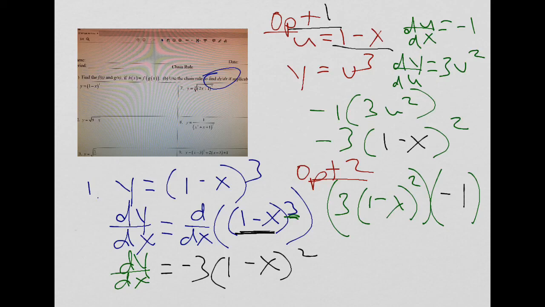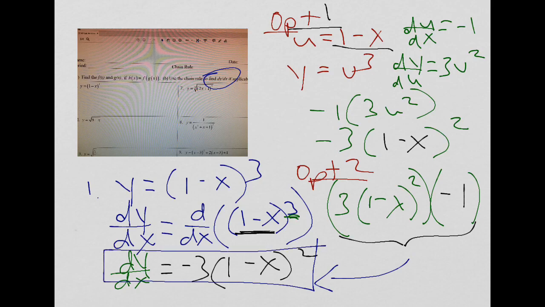So now to combine these together, I get negative 3 times the quantity of 1 minus x squared, which is what I got here from doing option 1. So it doesn't matter which option you choose to do, okay? It does work out to find dy over dx, okay? So continue on these problems, and good luck.